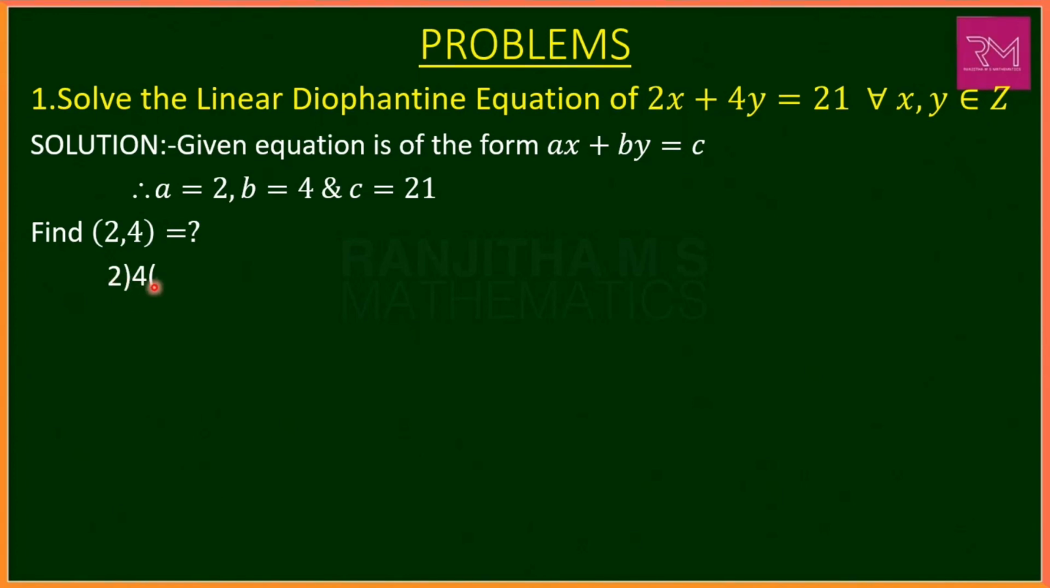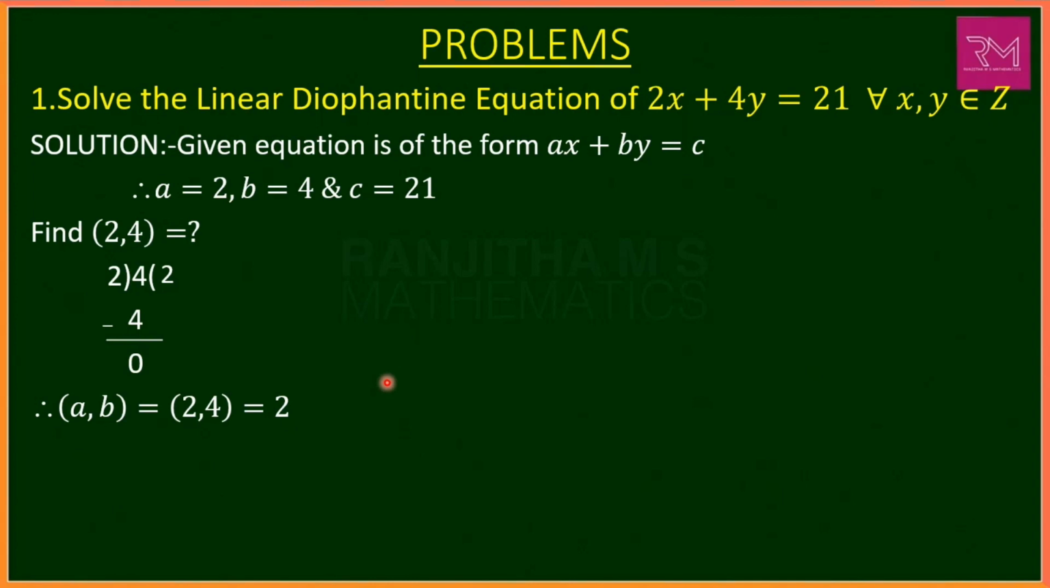Here we apply the simple multiplication table. We know that 2 into 2 is 4, so the quotient is 2. 2 into 2 is 4, and we subtract 4 from 4 and get 0. Therefore, we can conclude that the last non-zero remainder is the GCD. Hence, the GCD of 2 and 4 is 2.